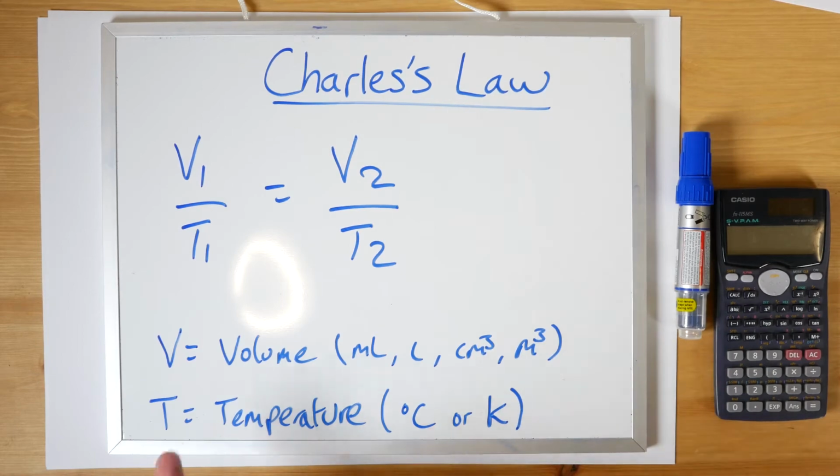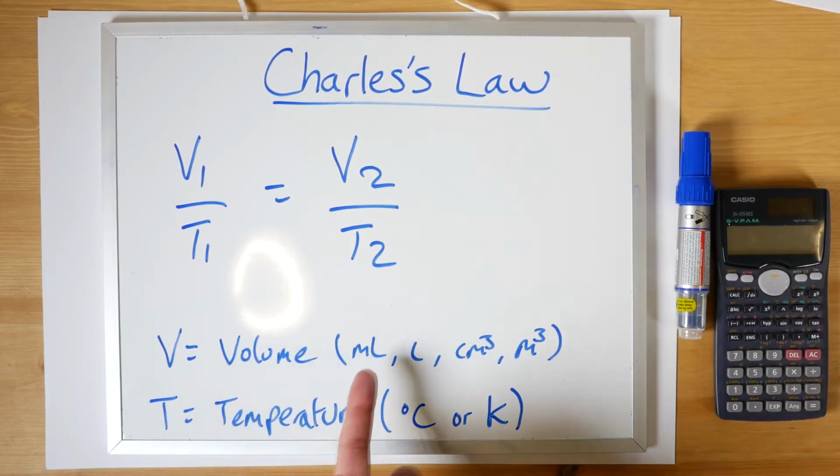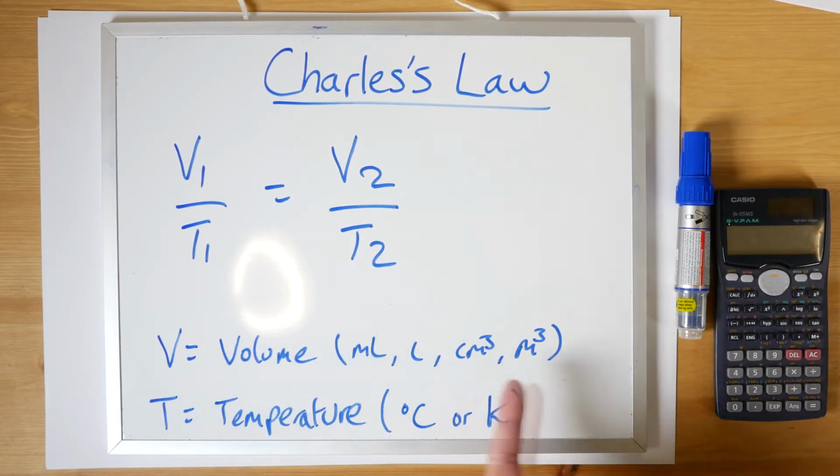Now, with this equation, V is volume measured in milliliters, liters, centimeters cubed or meters cubed, and T is temperature measured in degrees centigrade or Kelvin. Now, we only use Kelvin if we're looking at temperatures which are 0 degrees centigrade or lower.